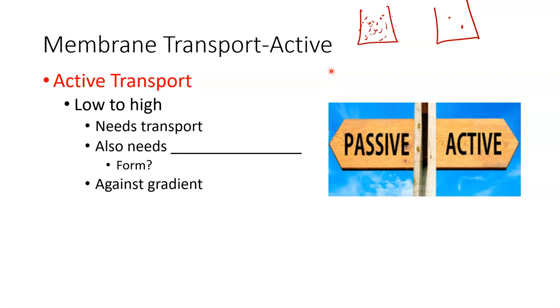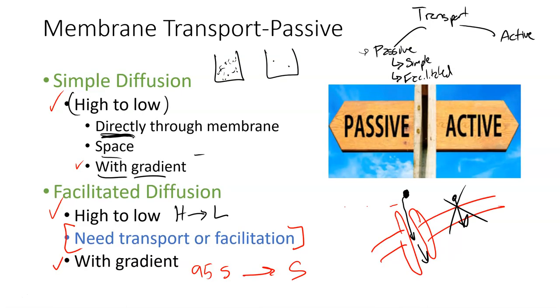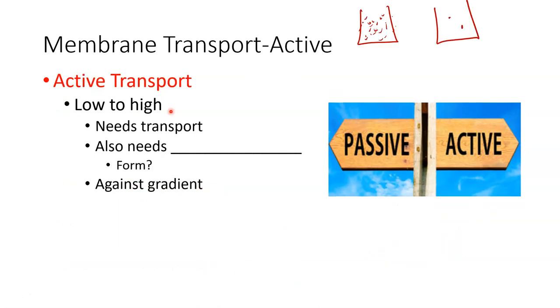Going down, that's going to be our simple diffusion, facilitated diffusion. It goes with the gradient, sliding down the slide. This is climbing up the slide. It's going to require some energy to go from low to high. Active transport, you also will need some type of transport protein. And again, like I alluded to, it's going to need energy. The form of energy in particular is going to be this ATP, and it goes against the gradient. So it's not going with the flow of traffic.